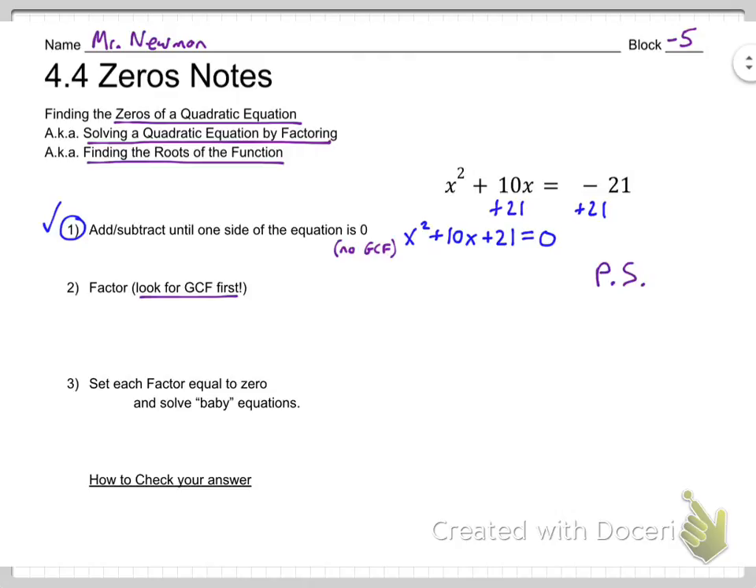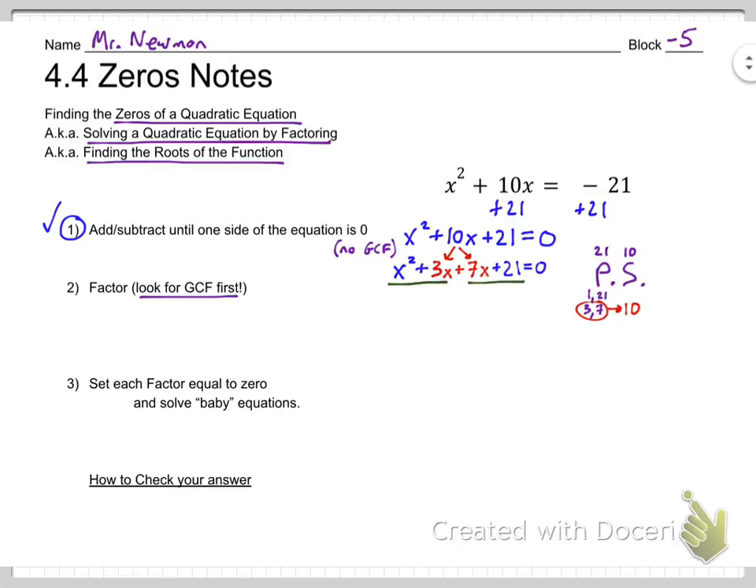The product will be 1 times 21, and the sum will be 10. So what multiplies to 21 and adds to get me 10? Let's start writing down the factors of 21. I know 1 and 21, and I know 3 and 7, and aha, 3 and 7 add to 10, so 3 and 7 are my product sum pair. That means that's what I'm going to split 10x up into. So we have x squared plus 3x plus 7x plus 21. And I still want to write down that equals 0 at the end. That's going to become important here in a second.